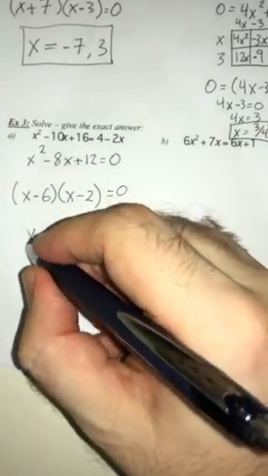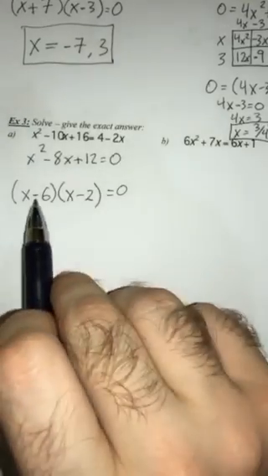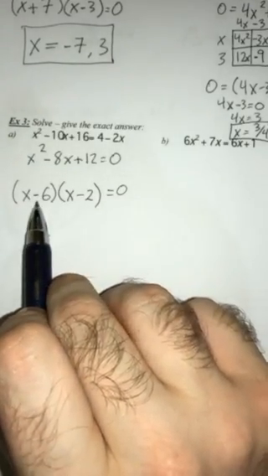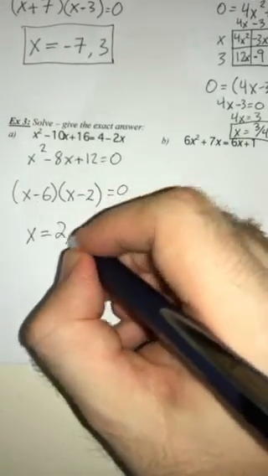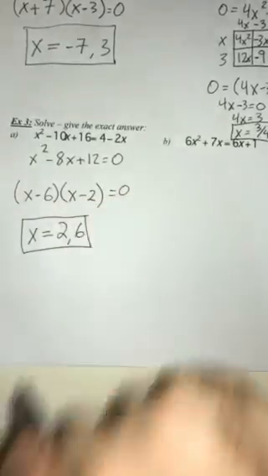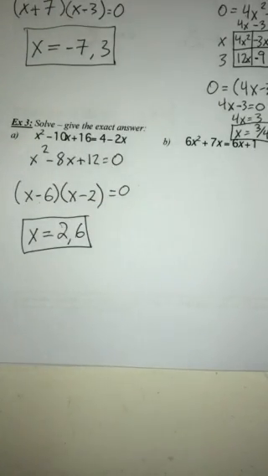And so my solution, x, is going to equal, here I can give it positive 6, here I can give it positive 2. So my two solutions are 2 and 6. So that is how you're going to do that.